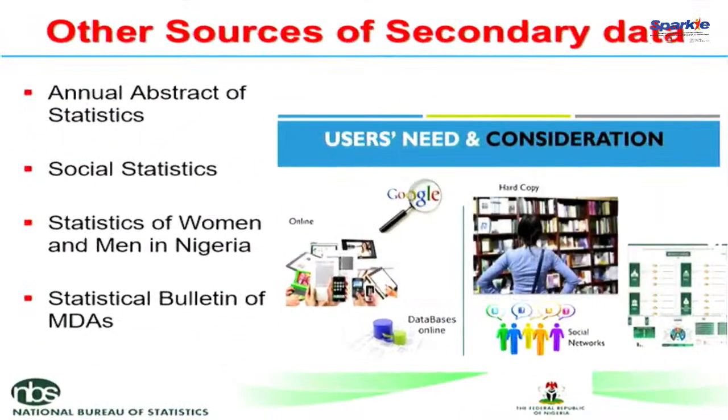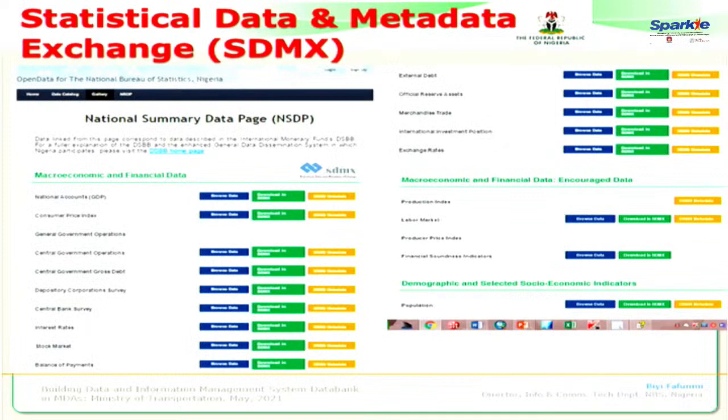Other sources of secondary data: we have the annual abstract of statistics, social statistics, statistics of women and men in Nigeria, statistical bulletins of MDAs, and statistical data and metadata exchange. These are for those that want to do further analysis, that want to go deeper into areas of study that you want to look at, things that were not pulled out.